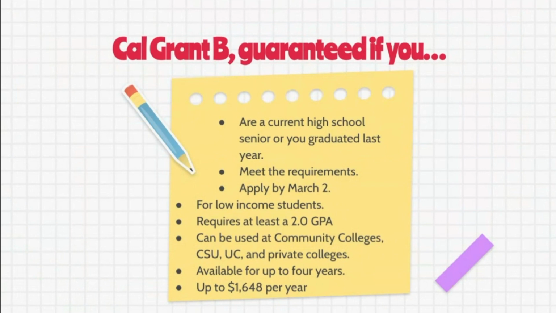Okay, so Cal Grant B is guaranteed if you're a current high school senior or you graduated within the last year, you meet the requirements, and you apply by March 2nd. The requirements for Cal Grant B are for low income students, with at least a 2.0 GPA. It could be used at community colleges, Cal States, UCs, and private colleges. You could get it for up to 4 years, and the amount for the Cal Grant B is $1,648 per year.